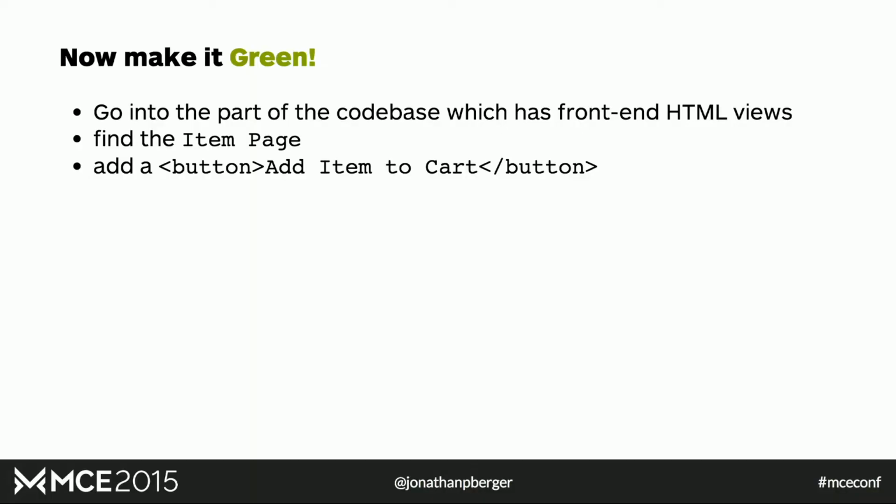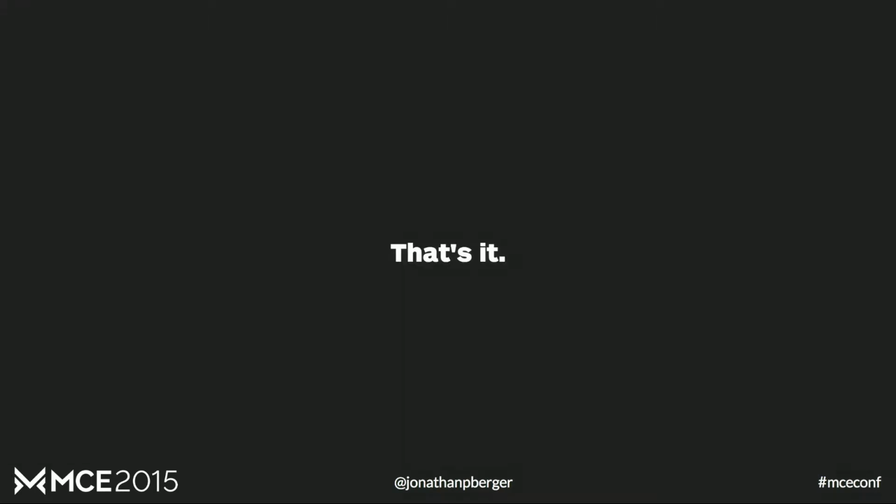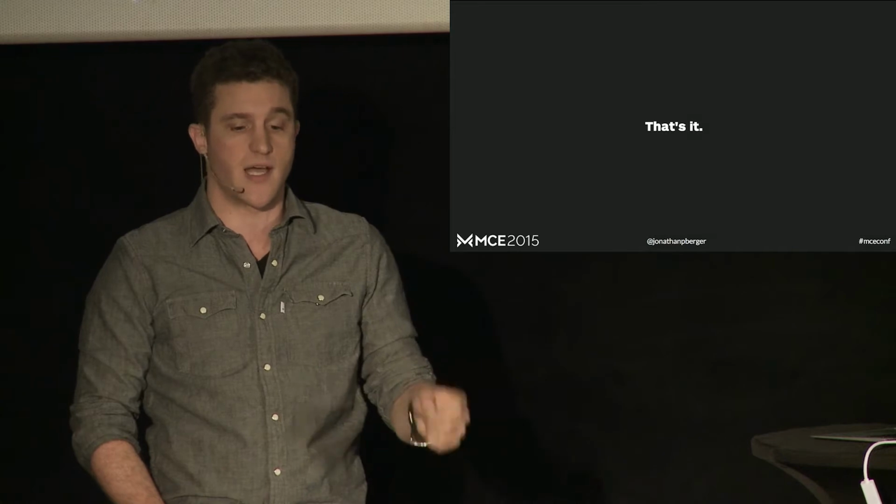Okay? So what are you going to do? Pretend we're in Ruby on Rails because that's what I'm familiar with. We'll go into the part of the code base that's got our HTML views. We're going to find that item page, and we're going to add an HTML button element. That's all we're going to do. It says Add Item to Cart. That's it. No database, no nothing. We're just trying to make the test pass line by line.